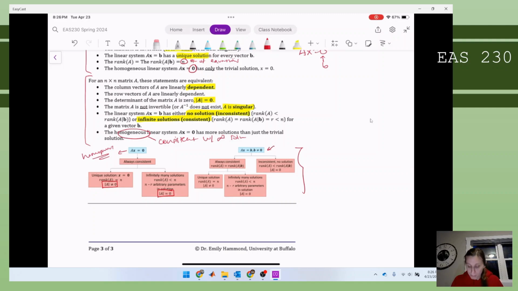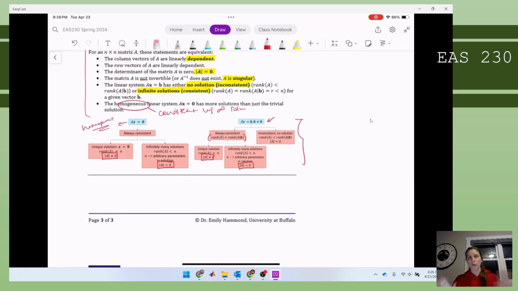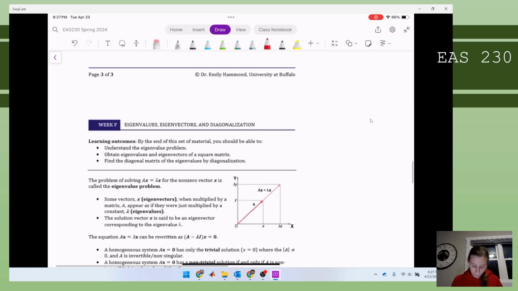Over here's my normal system. To determine whether or not it's consistent or inconsistent, I can check what my rank is. If the ranks are the same and my determinant equals 0, then I'm going to have infinite solutions. If my rank is the same and the determinant of A is not equal to 0, then I have a unique solution. And if my ranks don't match, then it's an inconsistent system and no solution. That is week E material, and we'll go over examples and talk about how to infer information, how to define linearly dependent, linearly independent, all that fun stuff.